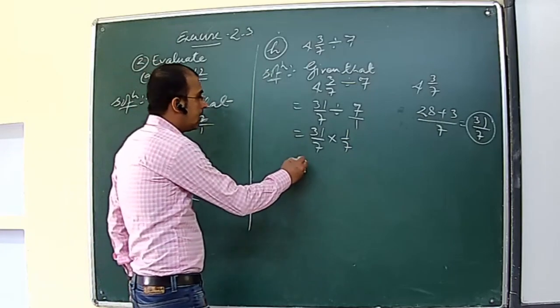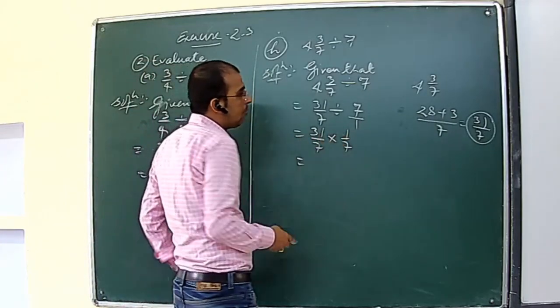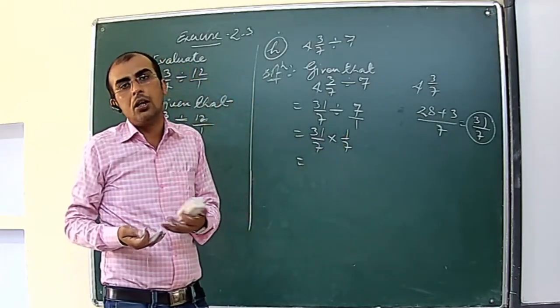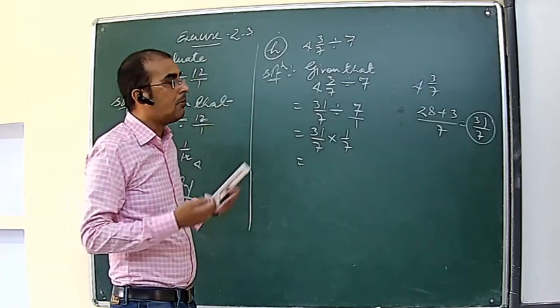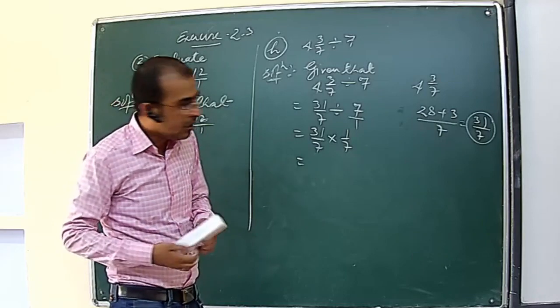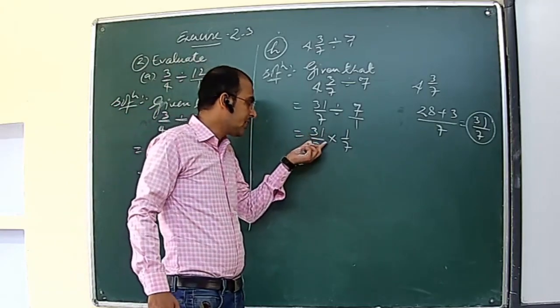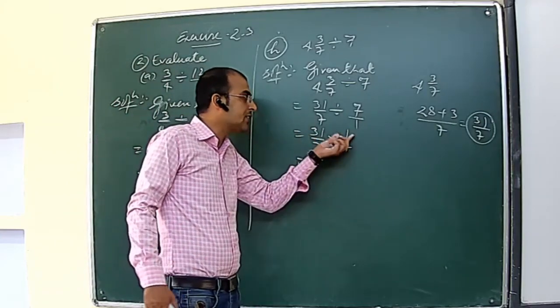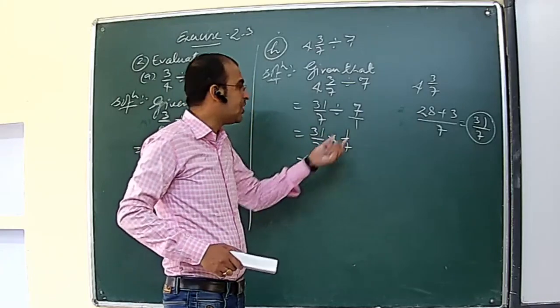So we can write here what? 31, we will multiply the product of any two numbers as two fractions. So we will multiply the product of numerator divided by the product of denominator. Then what is the numerator? In this fraction 31 is the numerator, and in this fraction the 1 is, this is a unit fraction.